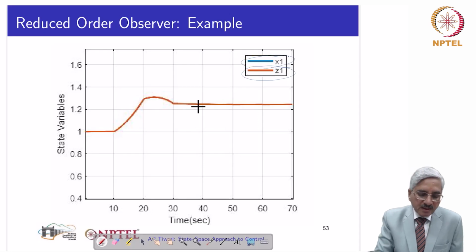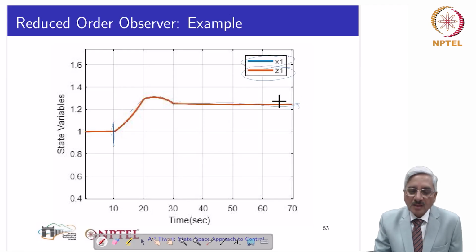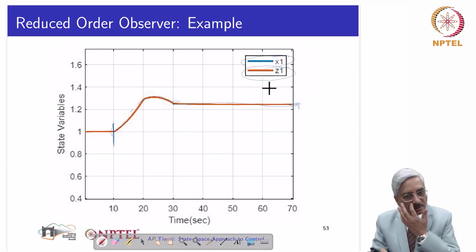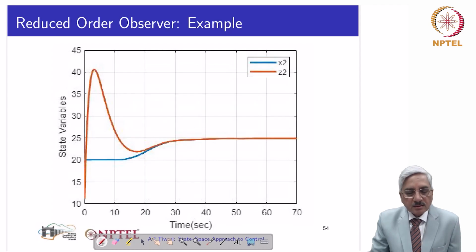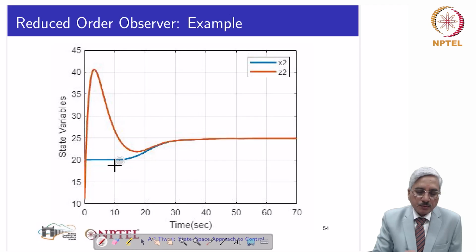However, because of the input variation that started at t equal to 10, the system faces a transient. So X1 varies in this fashion and again becomes constant somewhere a little above 1.2. And Z1 follows that. Absolutely no error between X1 and Z1 because Z1 is equal to X1. That is the equation. We see what happens for X2 and Z2. Here, this is the plot of X2.